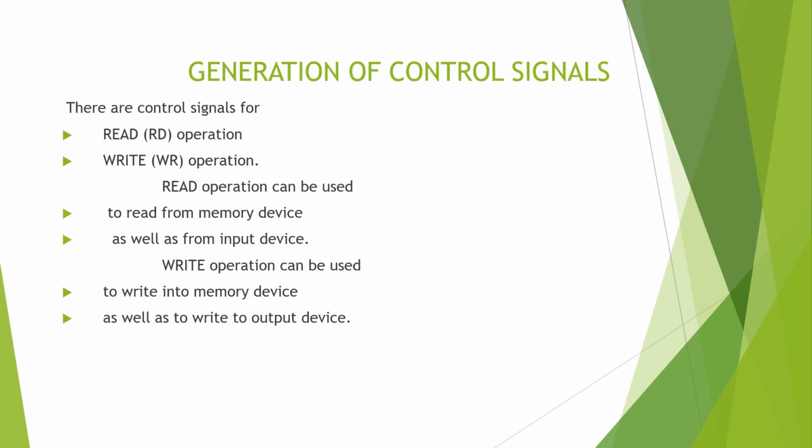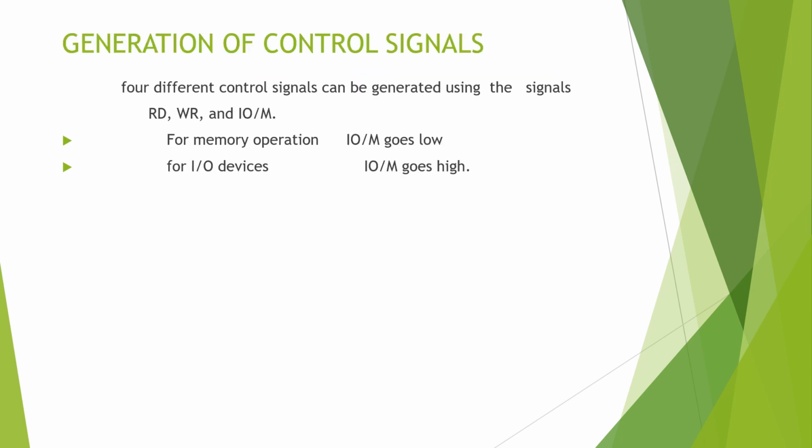The read control signal is used to read from memory device as well as from input device. The write control signal is used to write into memory device as well as into output device. Using the signals read, write and IO/M, 4 different control signals can be generated. For memory operation, the IO/M goes low. For IO devices, the IO/M goes high.